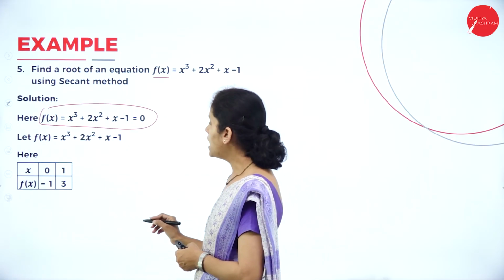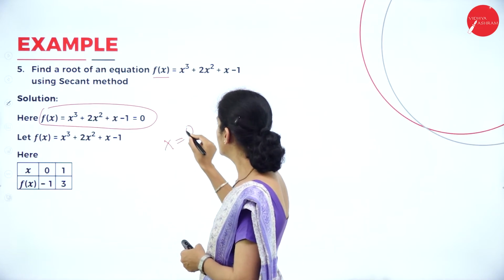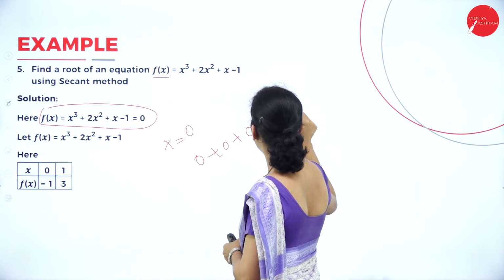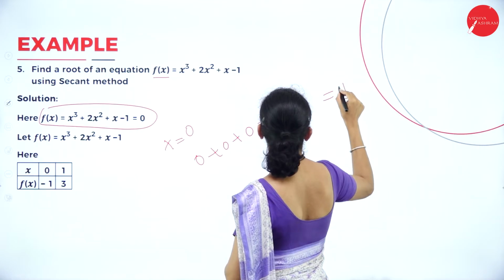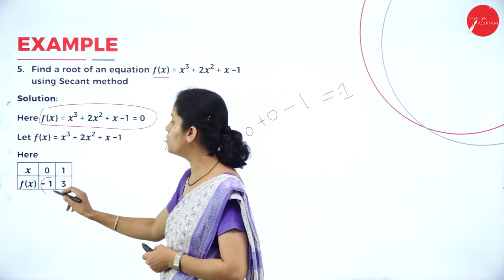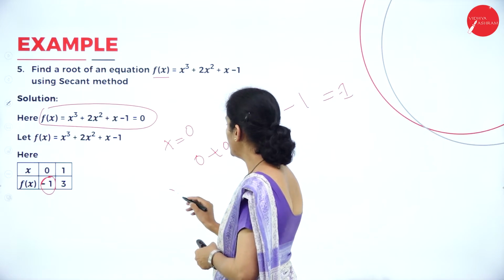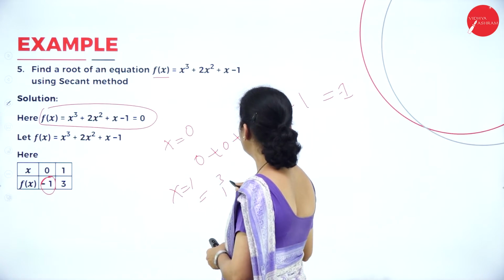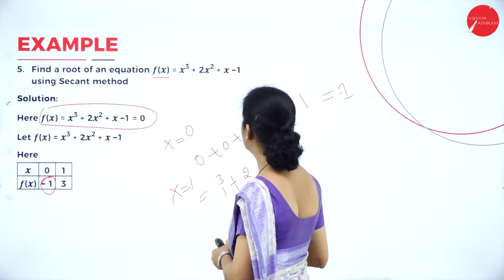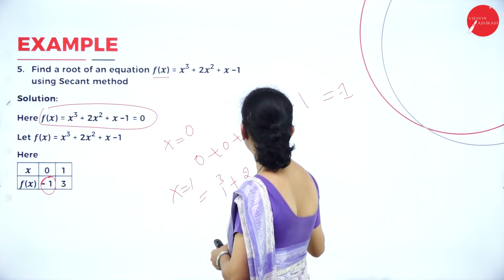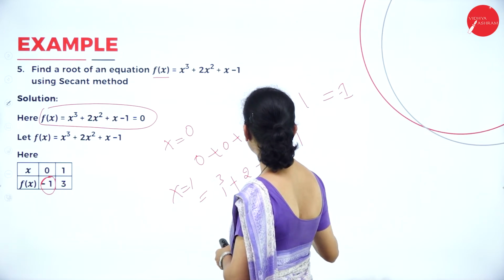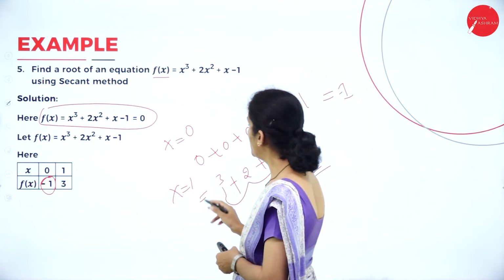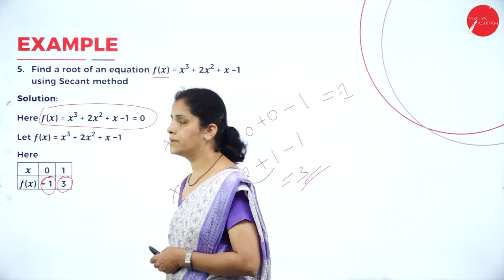Now I'm going to start substituting when x equal to 0. So 0 plus 0 plus 0 minus 1, you'll get minus 1. The answer is minus 1. Now when x equal to 1, 1 cube plus 2 times 1 square plus 1 minus 1, which is equal to 4 minus 1, it is 3. So when x equal to 1, I got 3.